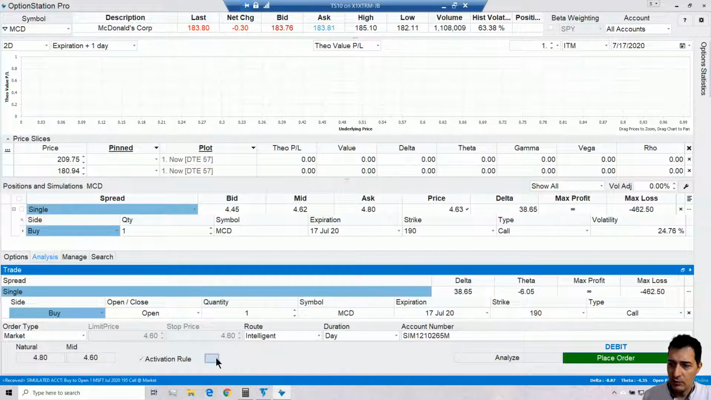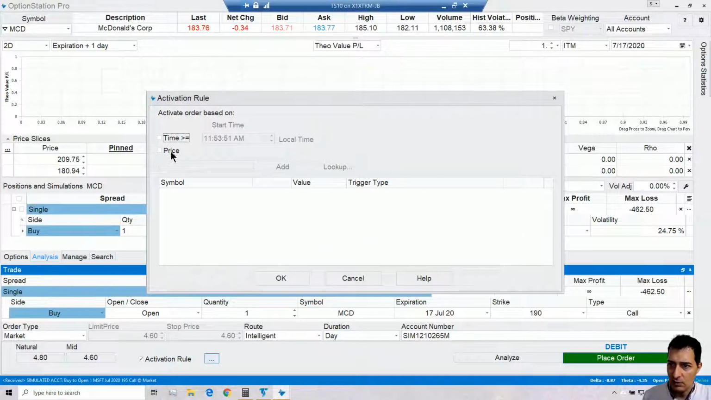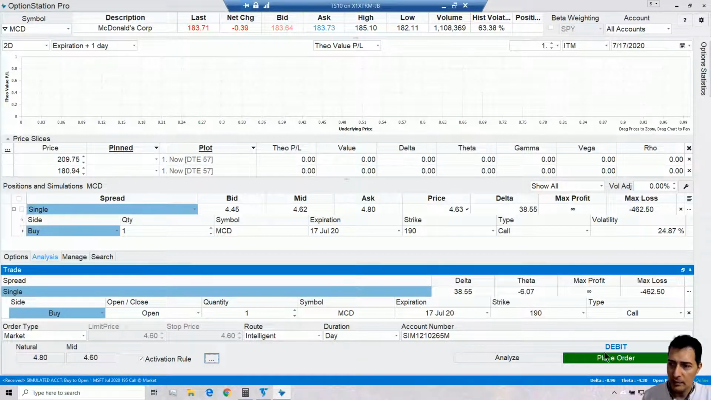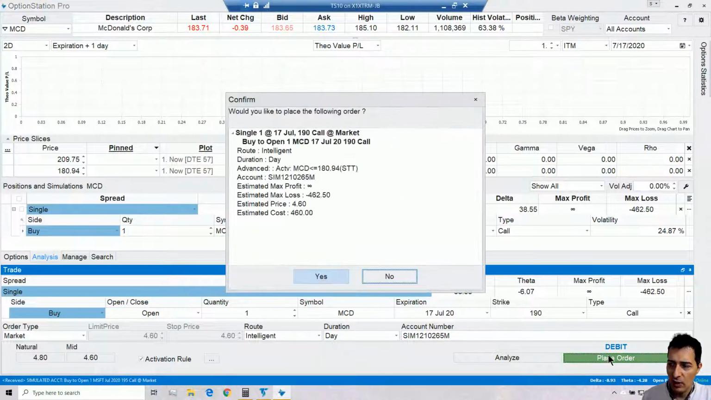So the activation rule tells you that if McDonald's is less than or equal to 180.94, then you want to buy that call, the 190 call that expires in July. So I'm just going to place the order. It's kind of a repeat of what we had before. It's a different stock, McDonald's instead of Microsoft, but the process is very similar.